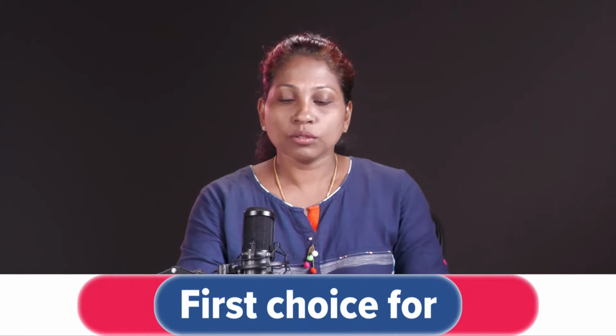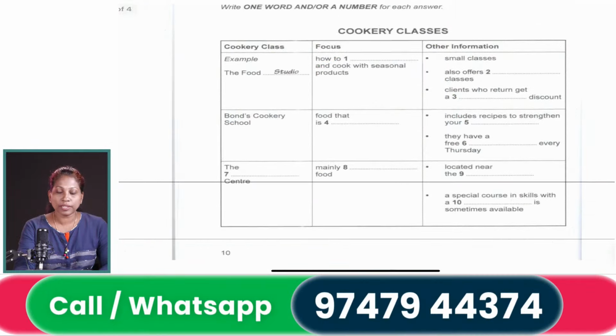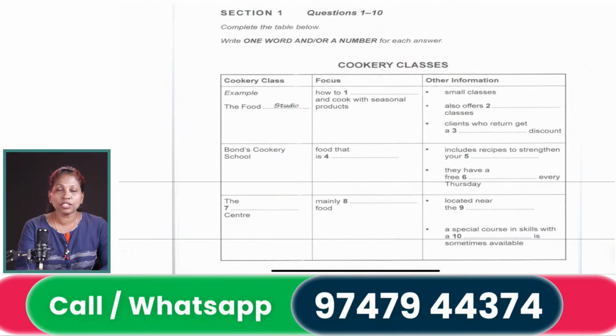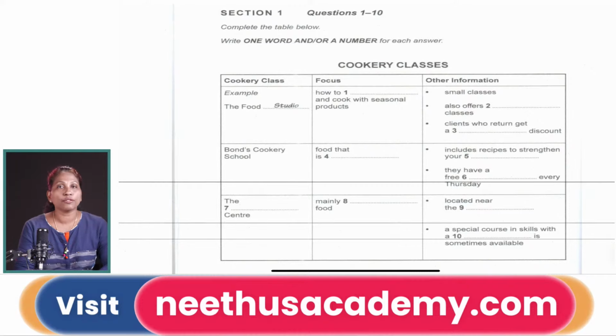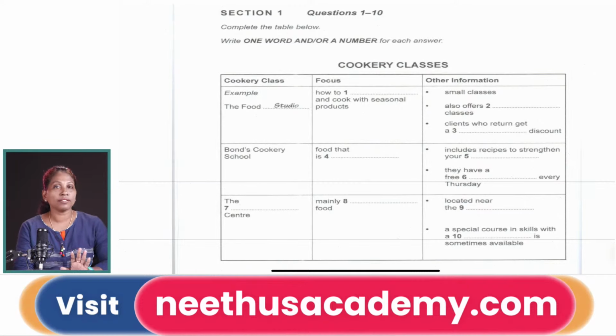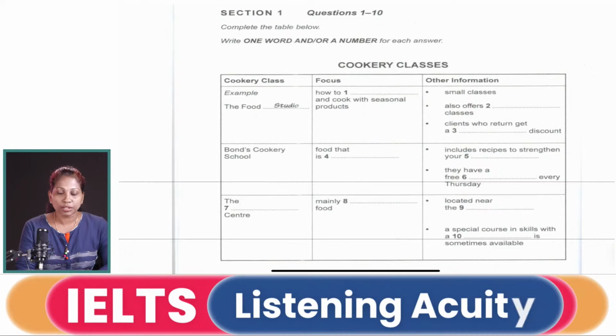Okay, so that was the audio clip, right? So now on your screen you can see the questions which we already saw when the audio was playing. These are the questions which we have to deal with. Questions 1 to 10. As you are aware, listening has got 4 sections. Each section will have 10 questions. It's 40 questions which you have to complete in 30 minutes, right?